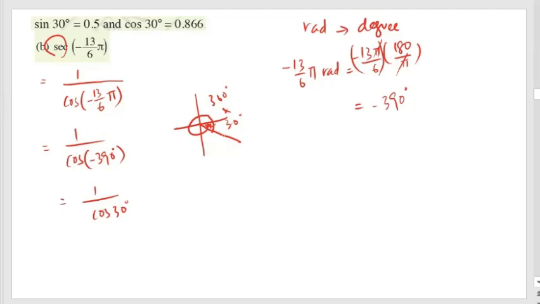Then we have to determine whether cos 30 here is positive or negative. Cos is the x coordinate, and the x coordinate here is positive. So it's 1 over cos 30 degrees, which is 1 over 0.866. So the answer is 1.155. Okay, any question? So we go to the next question.